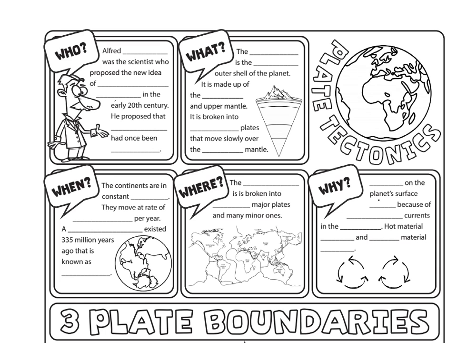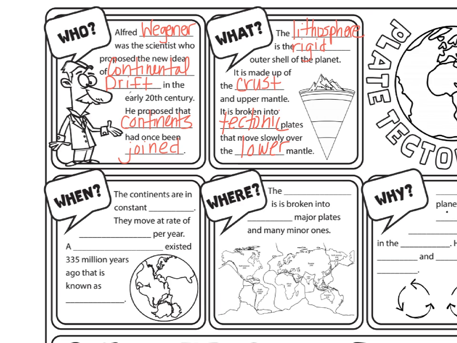Go ahead and fill in your geology notes as I fill in the blanks here. So we have Alfred Wegener. About 100 years ago, he proposed continental drift, and he said that at one time the continents had been joined.